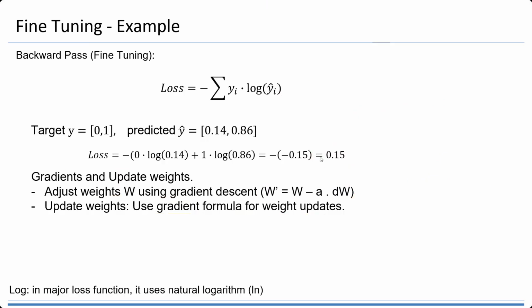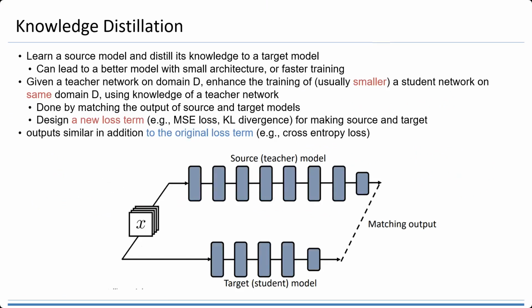The smallest loss will be used, and we will perform the fine tuning with the latest weight. That's the loss of the fine tuning. The other way to do fine tuning is knowledge distillation. Knowledge distillation.